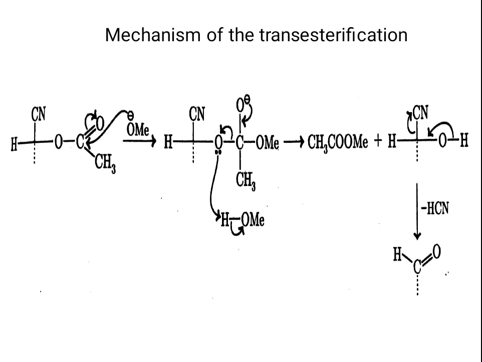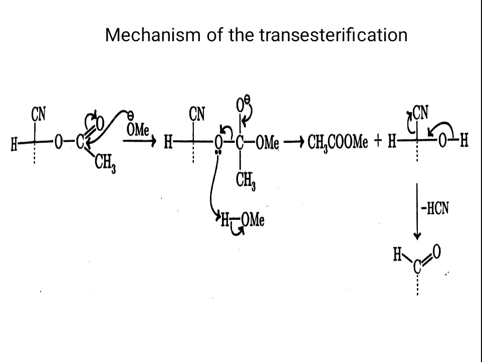Now this is the detailed mechanism of the transesterification. What is transesterification? Transesterification means, assume that you have one ester and you are reacting it with another alcohol, then you will get the corresponding ester. So from one ester you are getting another ester. This is called transesterification.